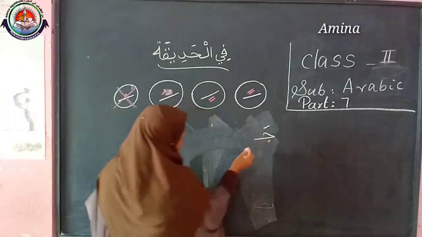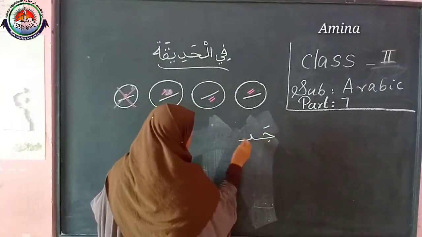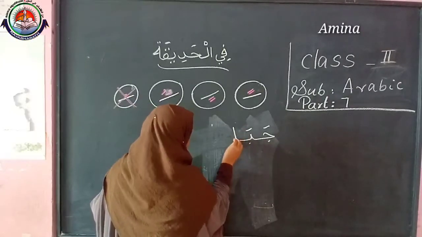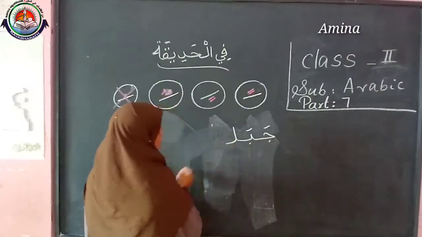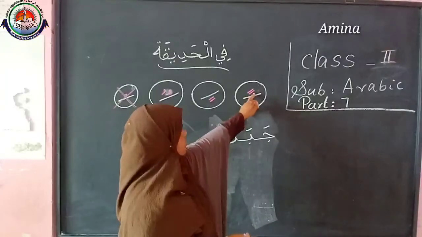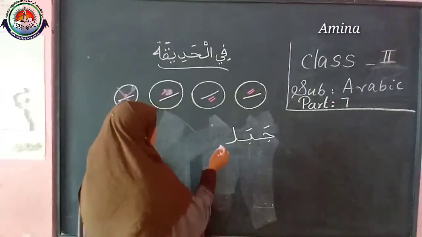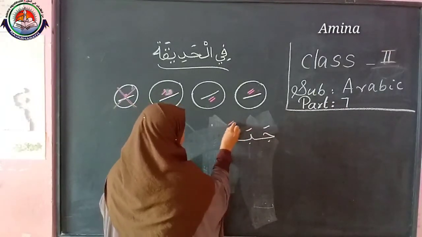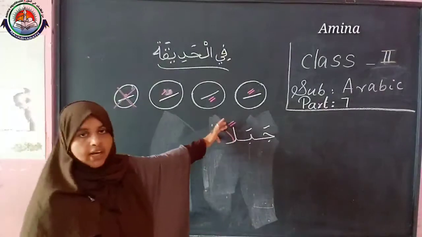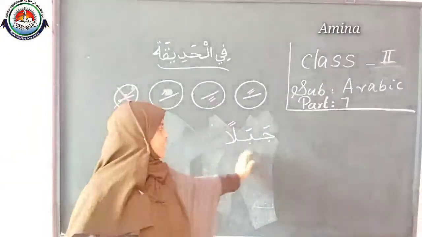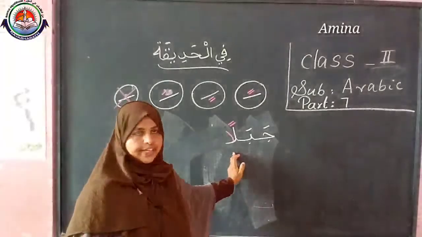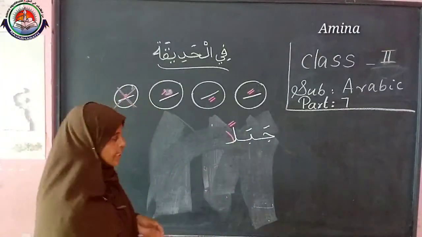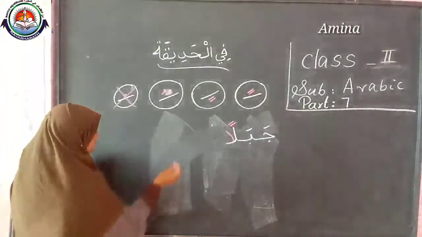What is this? Ja, ba. First we can put this double fatha. Then I have to add one more alif. Then double fatha. What is it? Jabalan. All of you read it. Jabalan. Next, look at here.